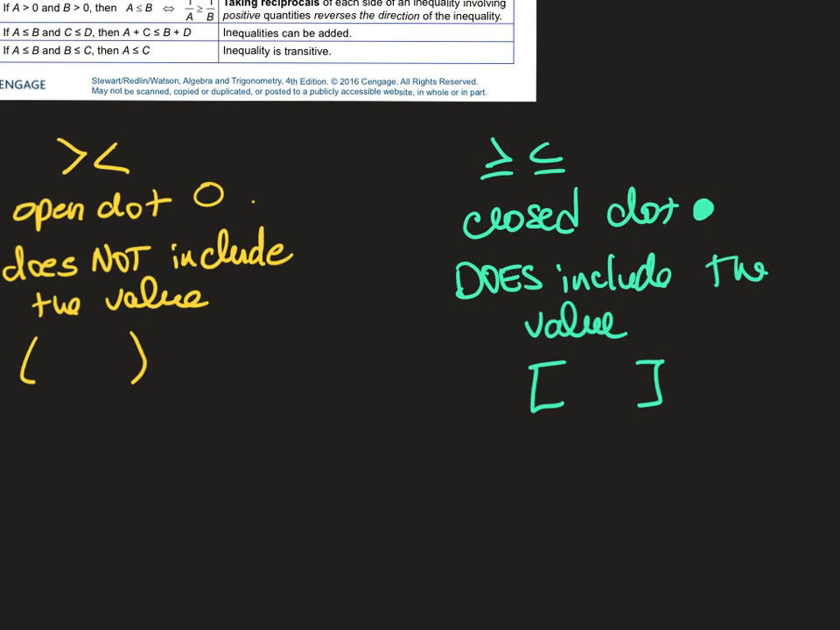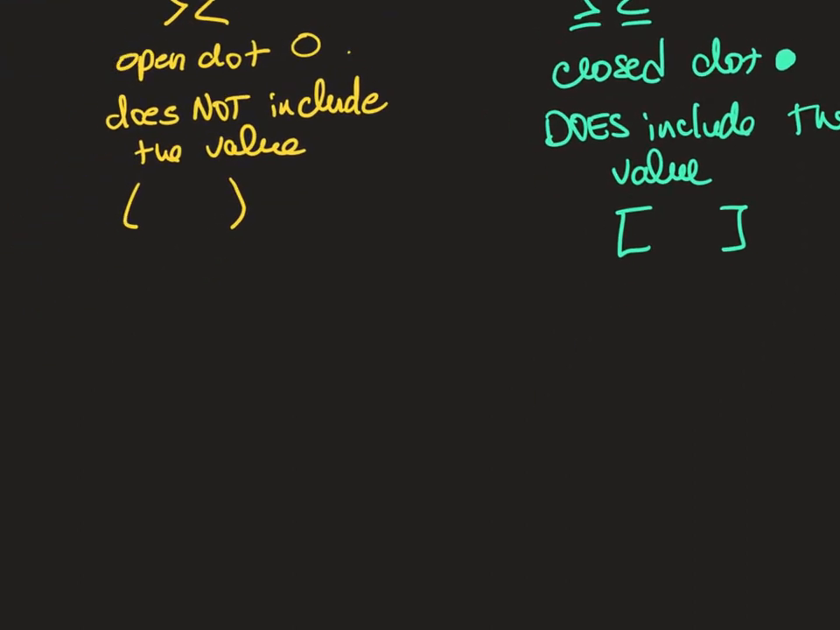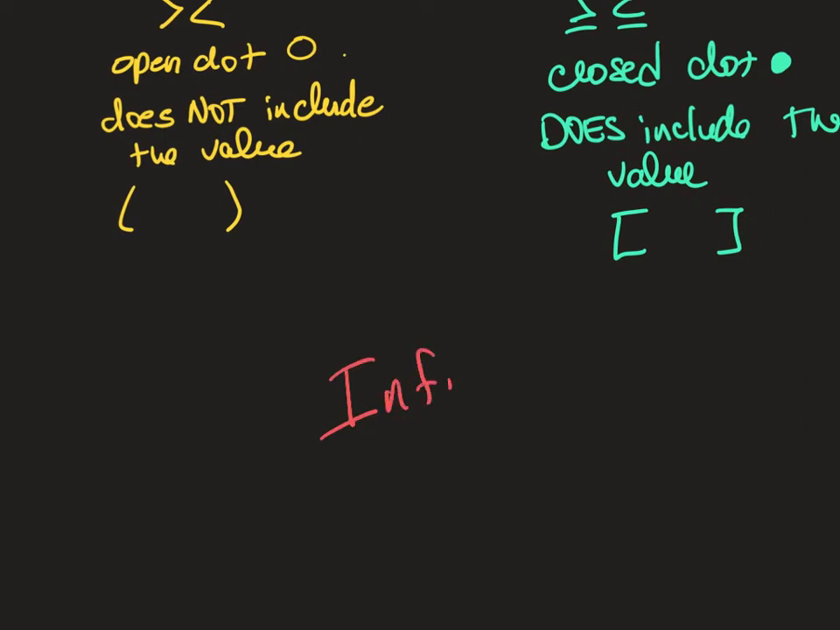If you have a less than, greater than, no equal to underneath, it's going to be an open dot on your graph. It does not include the value, and use parentheses. If you have a less than or equal to, greater than or equal to, the line underneath, it means you have a closed dot. It does include the value, and you use brackets. Anytime we talk about infinity, whether it's negative or positive, you always have a parenthesis, because there's no specific stopping point where you can say infinity stops right here. So that's super important that you have that.